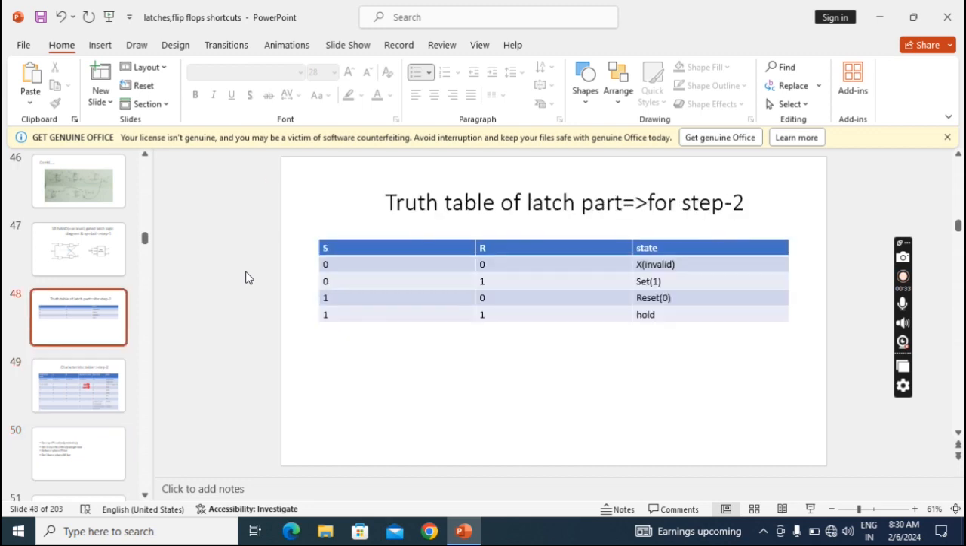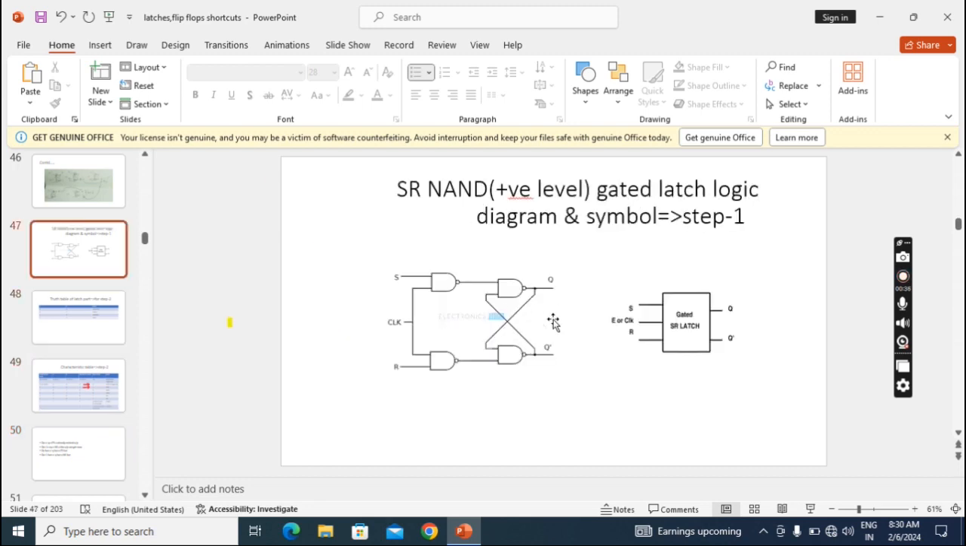You may get confused, I will give clarity. Take this diagram. This Q only can become present state and it can become next state also. If this is the existed output, this Q becomes Qn. If this is the coming output, then this Q becomes Qn plus 1. Whenever this Q becomes Qn, this will become Qn bar, and whenever this Q becomes Qn plus 1, this will become Qn plus 1 bar.